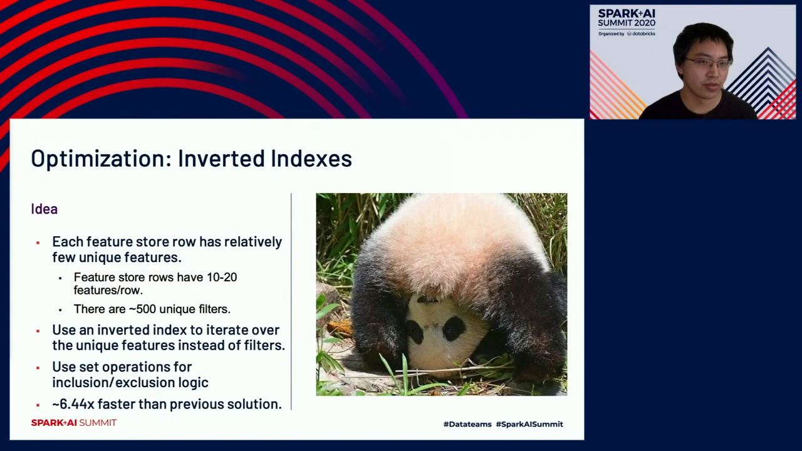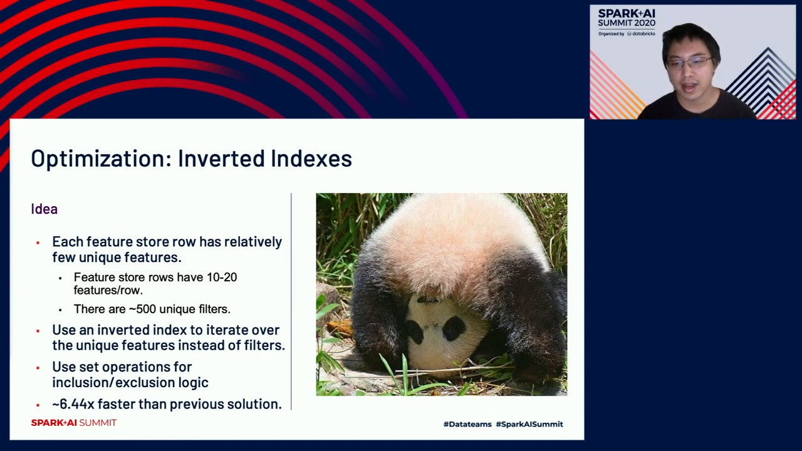But we can still go further. There's this concept of inverted indices, and this admittedly is a little bit more specific to our problem. For the rest of you, it may or may not apply as strongly, though since it gave us such positive results, I feel it's worth mentioning here. The main idea is that each feature store row has relatively few unique features. In the case of our data, we have about 10 to 20 features per row. But again, there are about 500 unique filters.